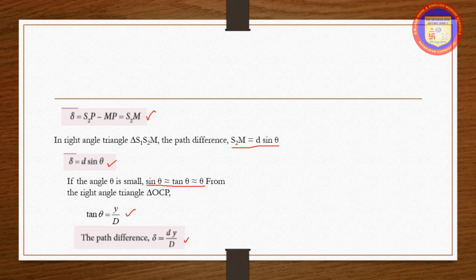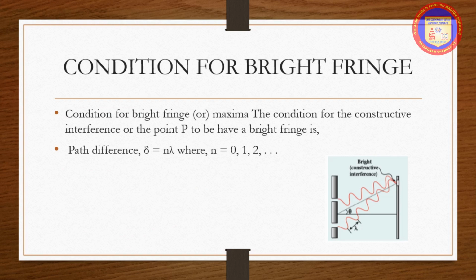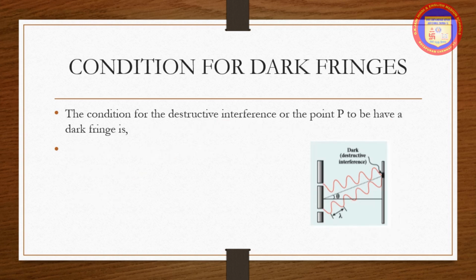Now we are going to find the condition for bright fringes. The condition for the bright fringes or maxima, where we have constructive interference at the point P, is path difference delta equal to n lambda, where n is equal to 0, 1, 2, etc. We equate this with the path difference we have already derived, dy divided by D. So delta equals n lambda, and we get dy divided by D is equal to n lambda. Therefore, y is equal to n lambda D by d, or yn is equal to n into lambda D by d. This is the condition for the point P to be a bright fringe.